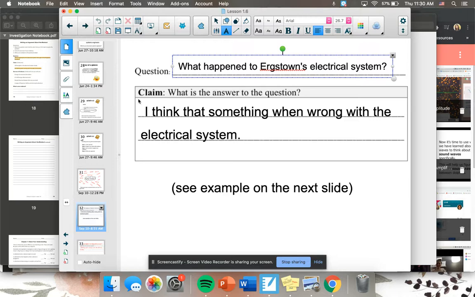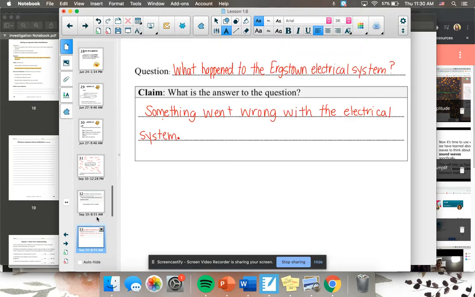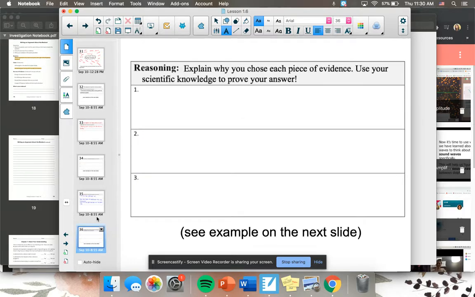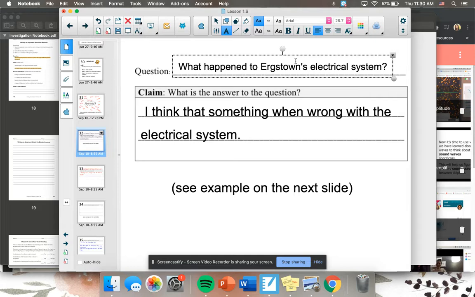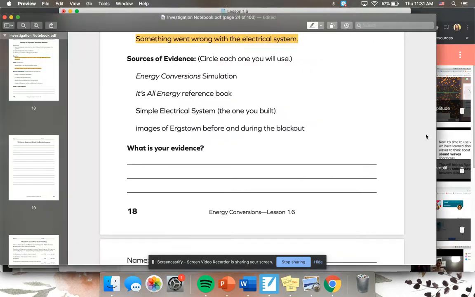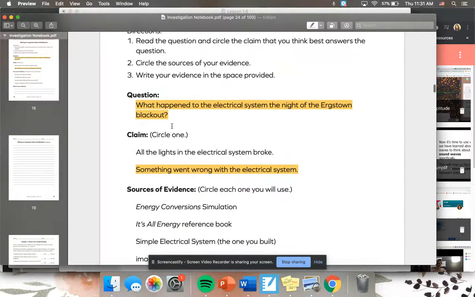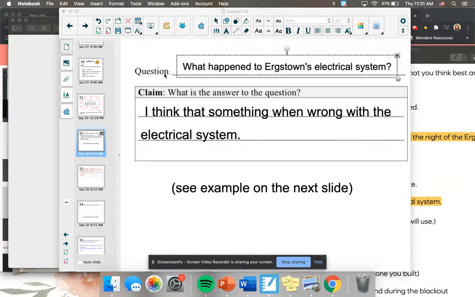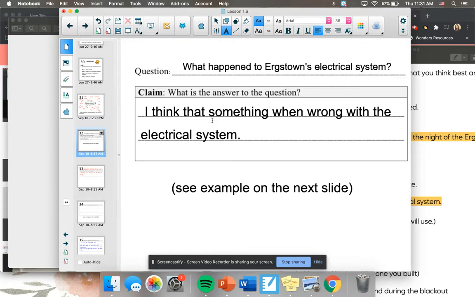So you can see that I split it between claim, evidence, reasoning, and just did one part at a time. On the paper, students will write their question: what happened to Ergstown's electrical system? Or if we look back at the workbook, what happened to the electrical system the night of the Ergstown blackout? It doesn't really matter how we write that question there.